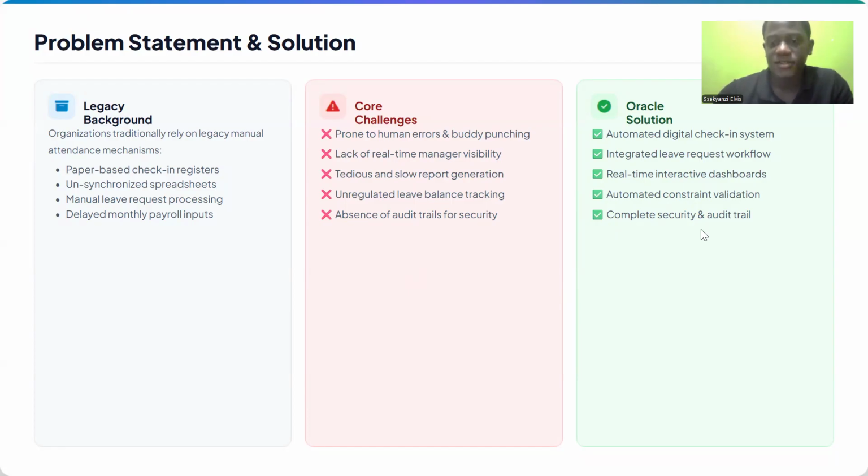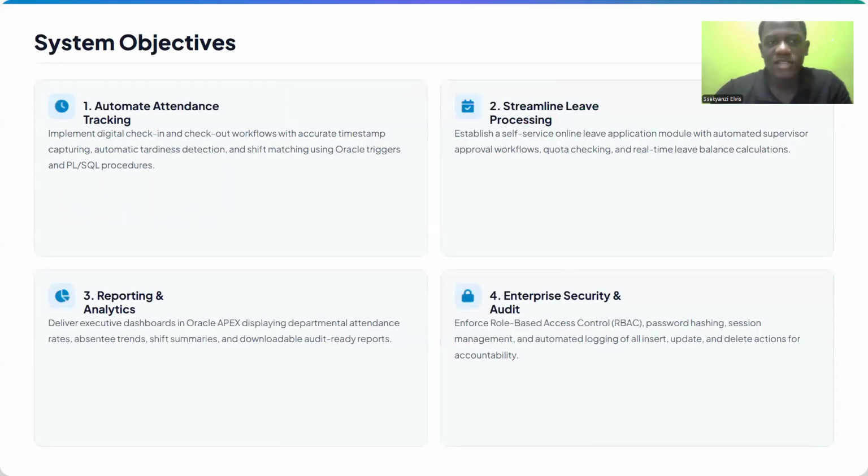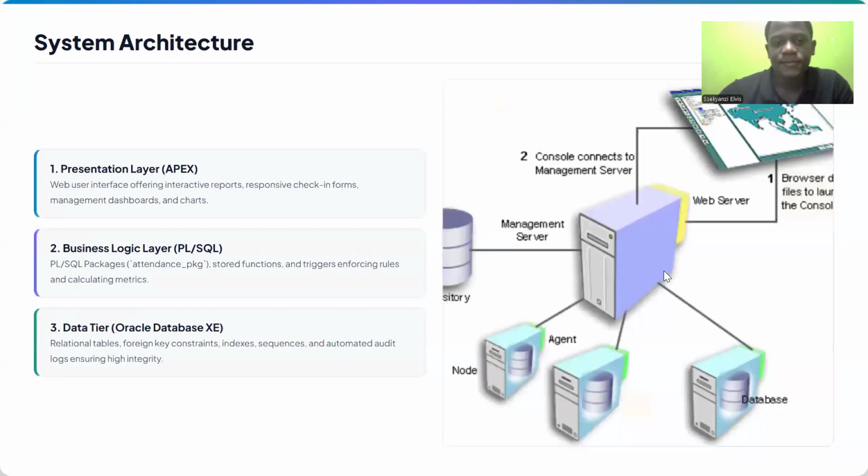constraint validations. So these are the objectives, whereby we have automatic attendance tracking, whereby the employees are automatically tracked. Then we have streamlined leave processing, then reporting and analysis, then enterprise security and audit. These are just highlights, and the details are within.